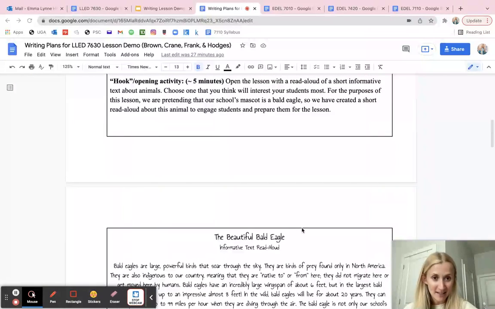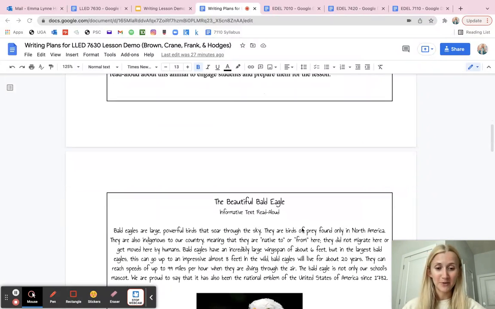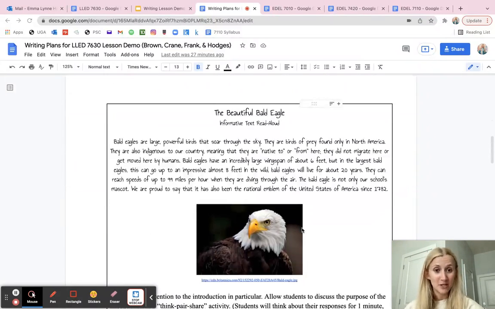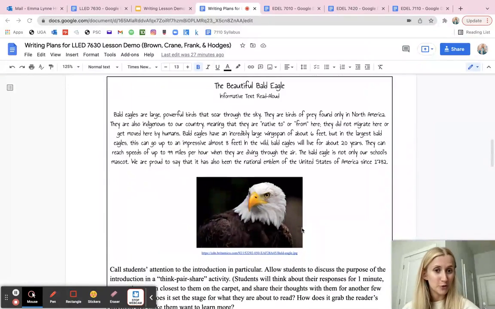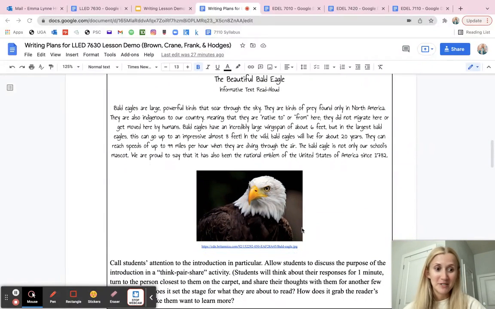So we would open this lesson with a read aloud of a short informative text about animals, and we really encourage you to choose one that will interest your students the most so that they'll get super engaged about this writing activity. So we created this text called The Beautiful Bald Eagle because we are pretending for this kind of lesson simulation that it was our school's mascot.